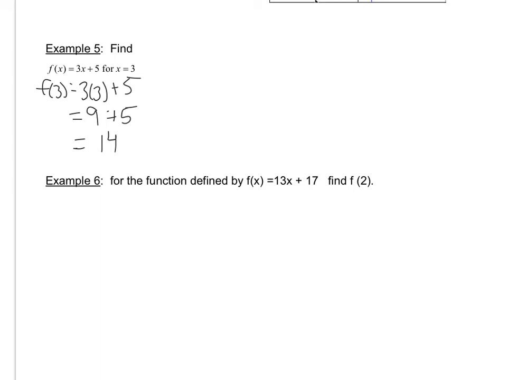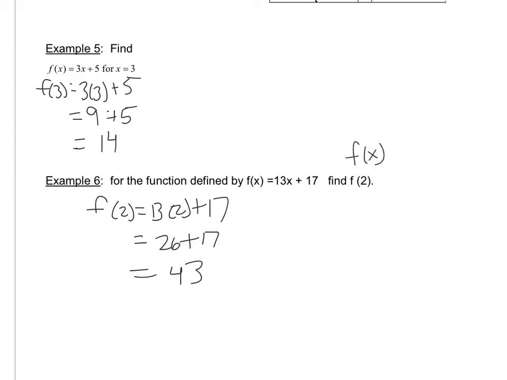So it says, for the function defined by f of x equals 13x plus 17, find f of 2. So that means f of 2 equals 13 times 2 plus 17, which is 26 plus 17, which is 43. So see how what they're saying is to plug them in, because this is like f of x, but see how they replace the x with the 2?